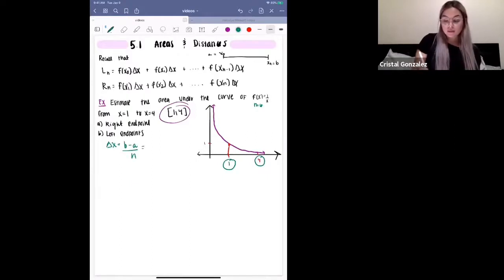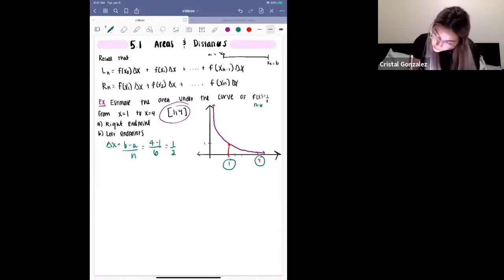So in this case, we're going to do 4 minus 1 divided by 6, which is just 3 over 6, which is the same thing as 1/2. So our intervals are going to be cut into 1/2. Now we could go ahead and cut this like this and just draw these rectangles and then figure out where it's overestimating, underestimating, and go about that.